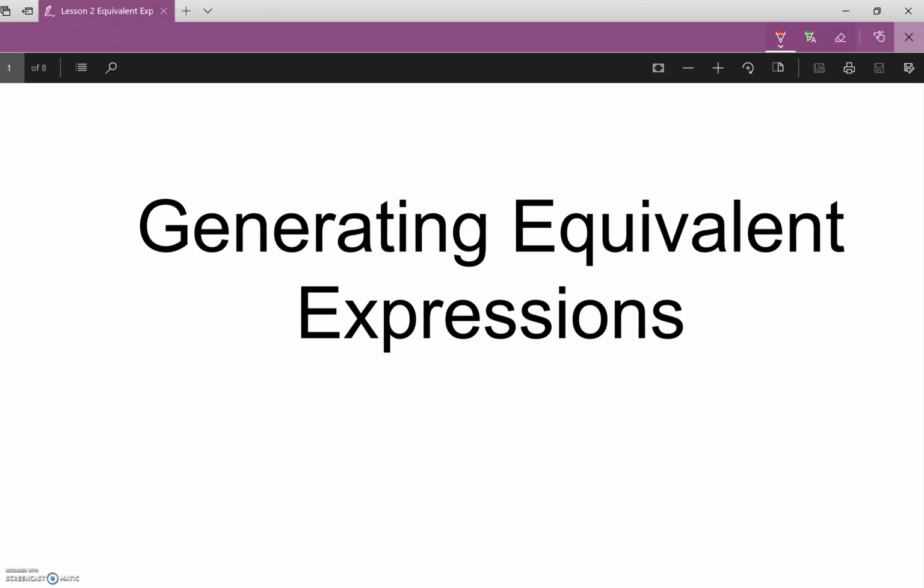All right, today we are generating equivalent expressions. So generating means creating, equivalent means equal, and expressions we know are algebraic expressions. So we are creating equal expressions. We're going to do that a couple different ways today.